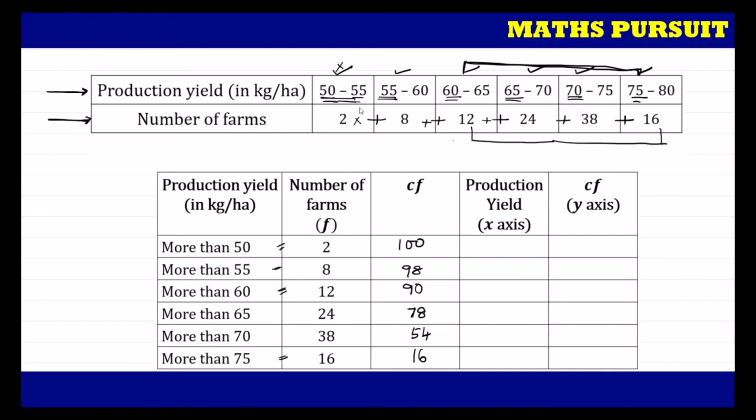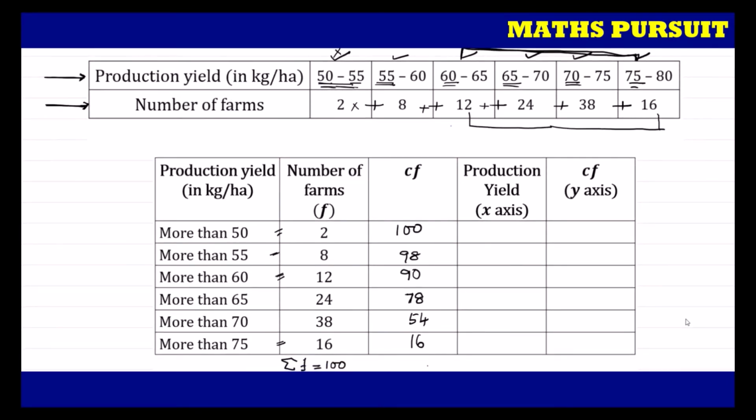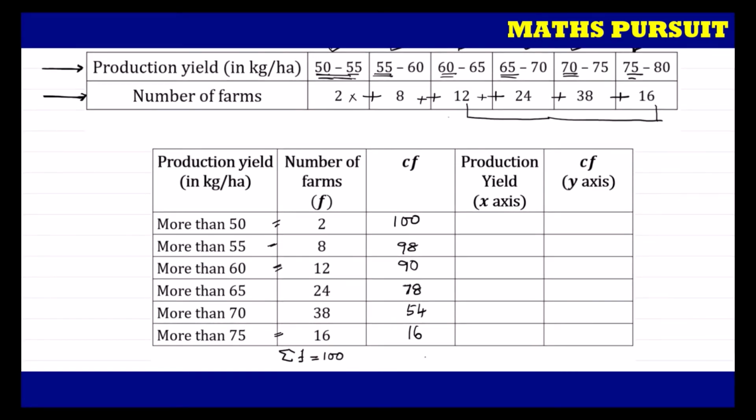I hope we all understood how I calculated the cumulative frequency. So after understanding the cumulative frequency, let us look here to the other two columns. One column says that about x-axis and the other column says that about y-axis. So production yield we are going to show in our x-axis, and cumulative frequency, that is number of farms, we are going to show in our y-axis.